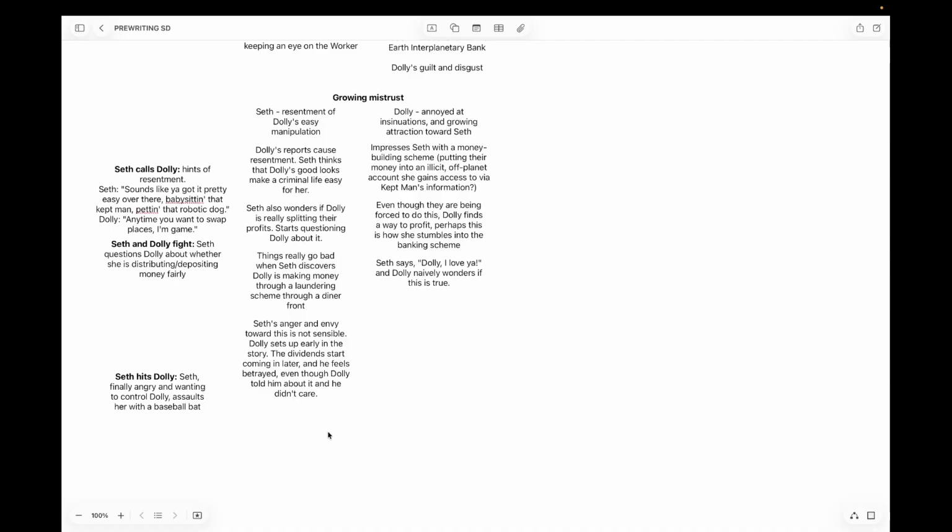So this is the big surprise. I wanted it to be the explanation of what happened. She misunderstood Seth's feelings. She thought he really loved her, and then he loses his temper. It reveals his criminal side and he hits her with a baseball bat. Now, they still continue to work through this because they have no choice. But that is a very marked and important point in Dolly's life.